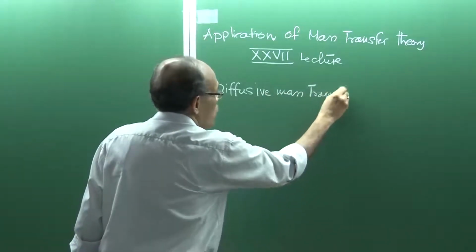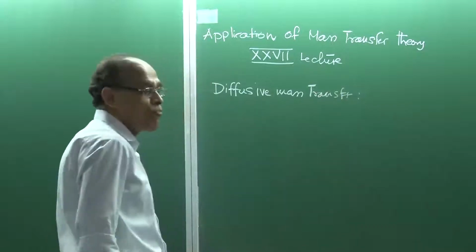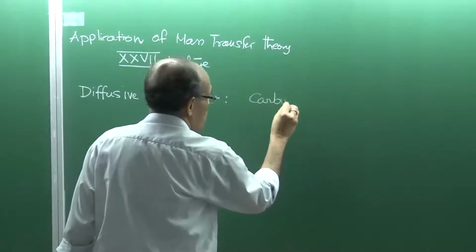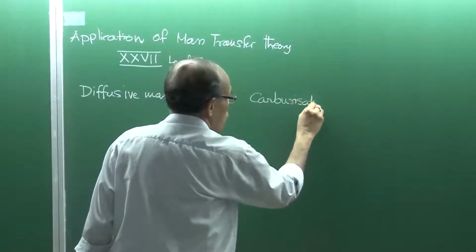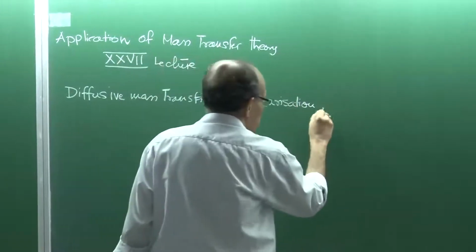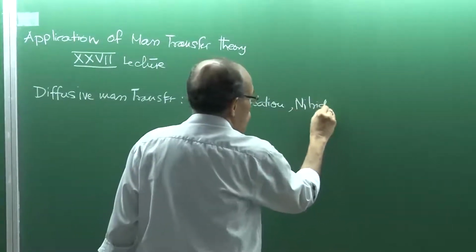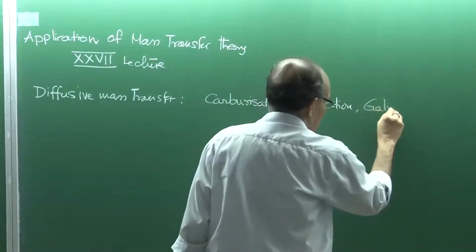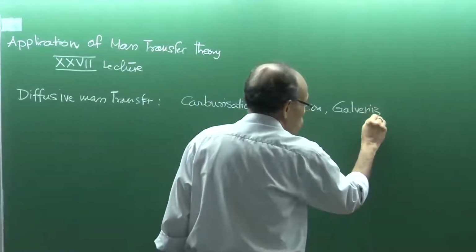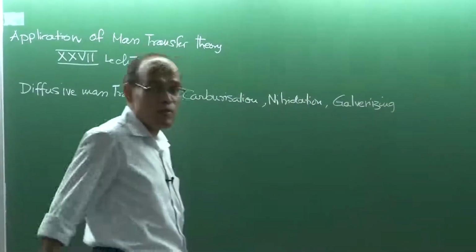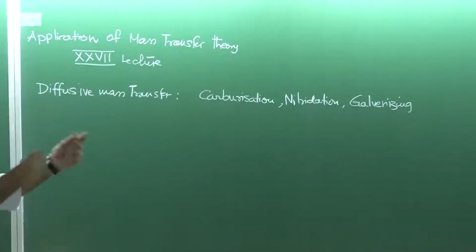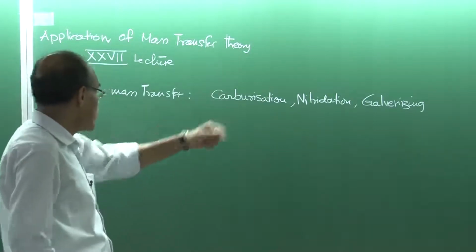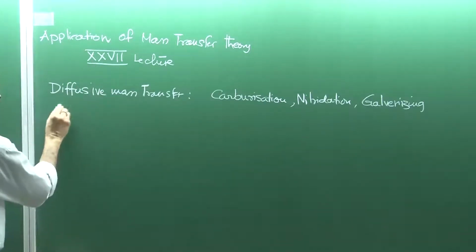and here mostly I'm going to talk about the carburization, gas and box carburization process, carburization, nitridation, galvanizing. Also we'll see that a part of the galvanizing process. Galvanizing, you all must be knowing that it's basically the coating of iron with zinc for enhancing the life. So we'll discuss this. Then we have convective mass transport.